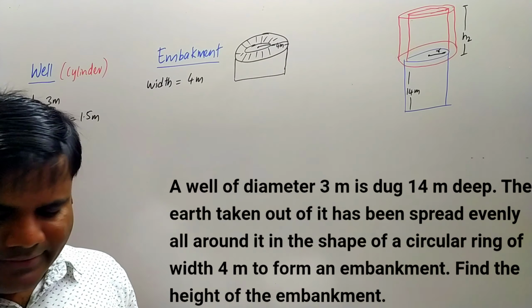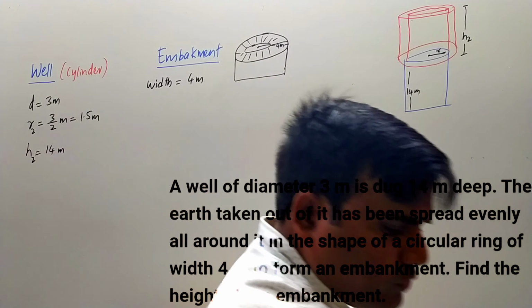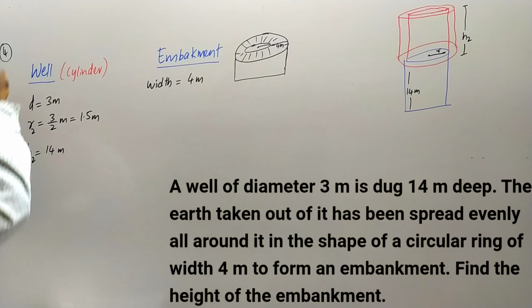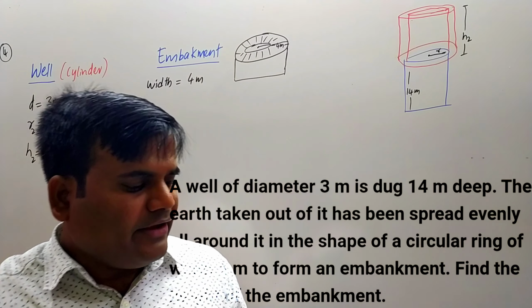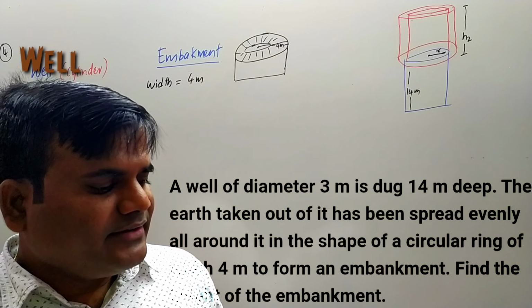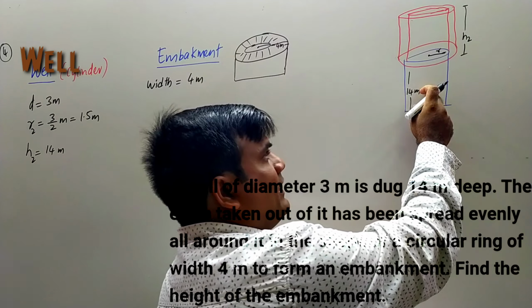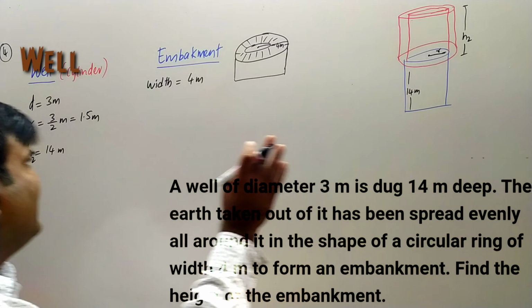Next, exercise 13.3, question number 4. A well of diameter 3 meters is dug 40 meters deep. So here it is one well. The well's dimensions are given.